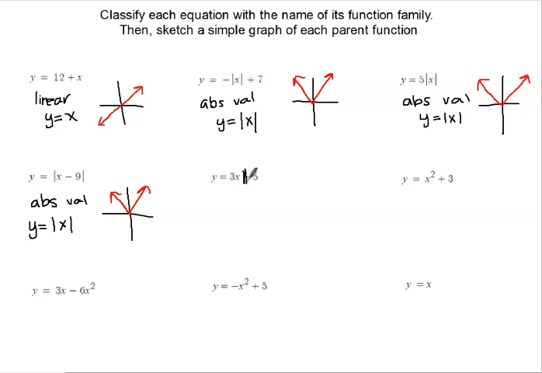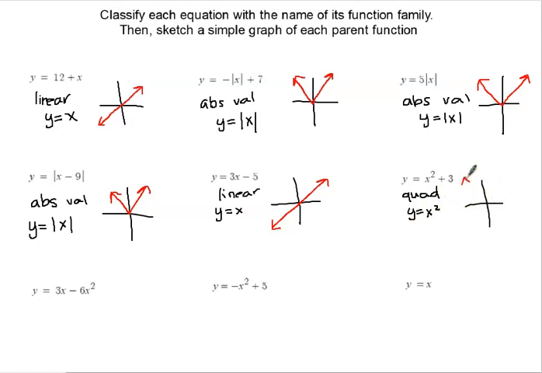Here I ignore any adding or subtracting and any multiplying or dividing, and I'm left with just y is equal to x. So this would be a linear function, y is equal to x, and that's going to look a lot like the very first one. We have a diagonal line with a slope of 1 going through the origin. Ignoring any adding, subtracting, multiplying, or dividing, I'm left with x squared, which would be a quadratic function. y is equal to x squared. Sketching a quick graph, I've got a U-shaped graph with the vertex at the origin.